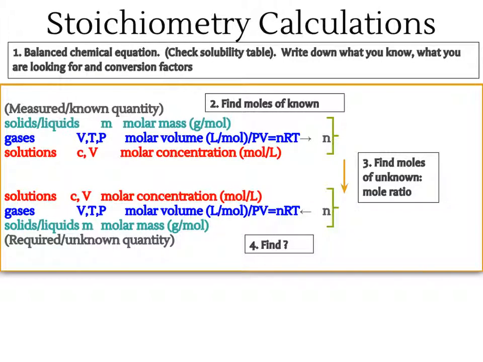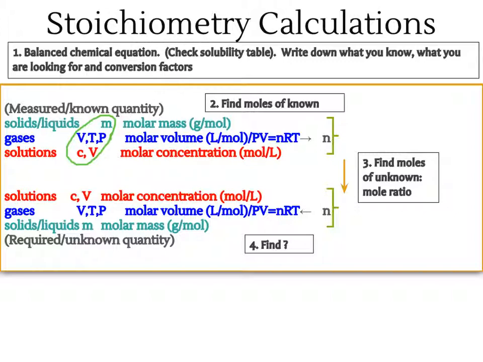So this slide is showing us step number 1 up here at the top is your balanced chemical equation. What you need to do there is you always need to check your solubility table. You're going to write down what you know, what you're looking for, and your conversion factors. When we get in step number 2, what we're doing is we're taking something and we're converting it into moles. So that measured or known quantity could be a mass, it could be a volume, a temperature, or a pressure of a gas, or it could be a concentration or a volume of a solution.